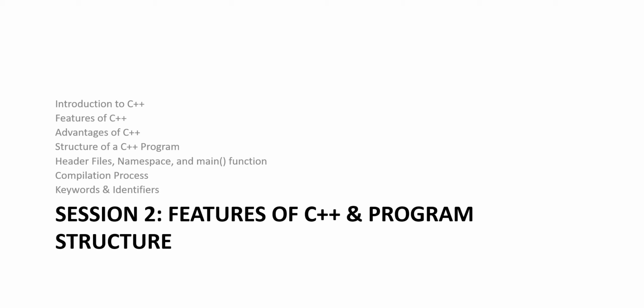In this session, we will understand the core features of C++ and how a C++ program is structured. We will begin with a brief introduction to C++, followed by its features and advantages. Then we will explore the structure of a C++ program, compilation steps, keywords, and identifiers with examples. This session builds a strong foundation for object-oriented programming in C++.